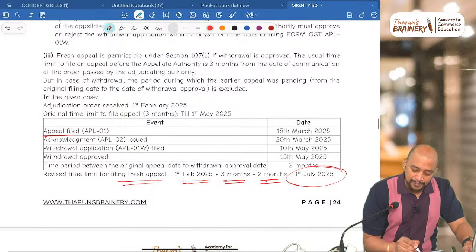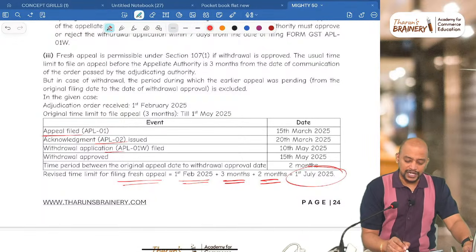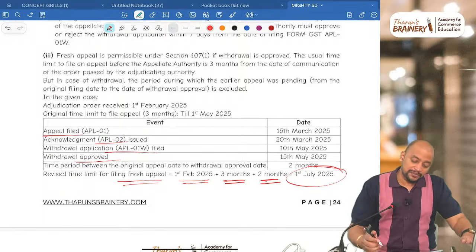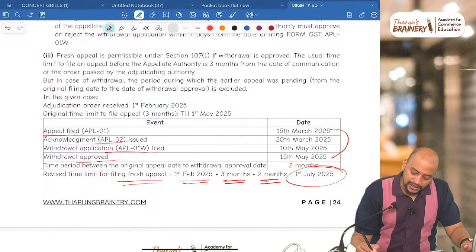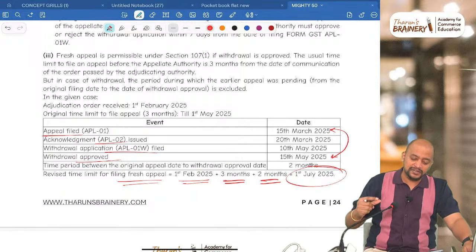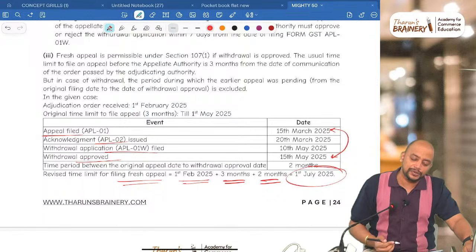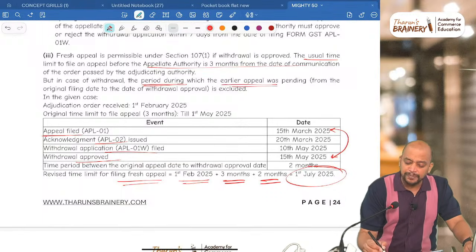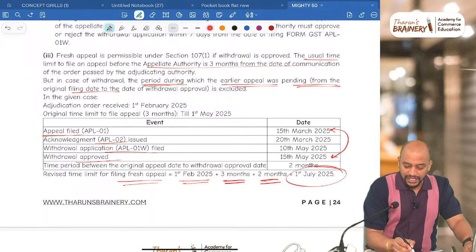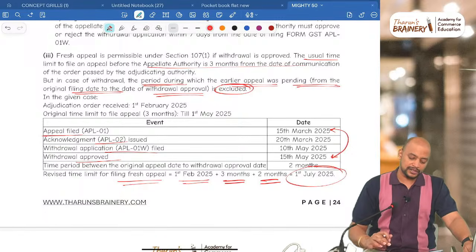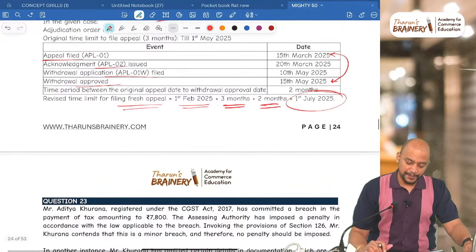That is, you filed an appeal and acknowledgement was issued, the withdrawal application was filed, and the withdrawal was approved. So the period from the date of appeal to the withdrawal will not be counted. Where is it given? It's given in the rule. The usual time limit is 3 months, but in case of withdrawal, the period during which the earlier appeal was pending, from the original filing date to the date of withdrawal approval, is excluded. So that is with respect to this.